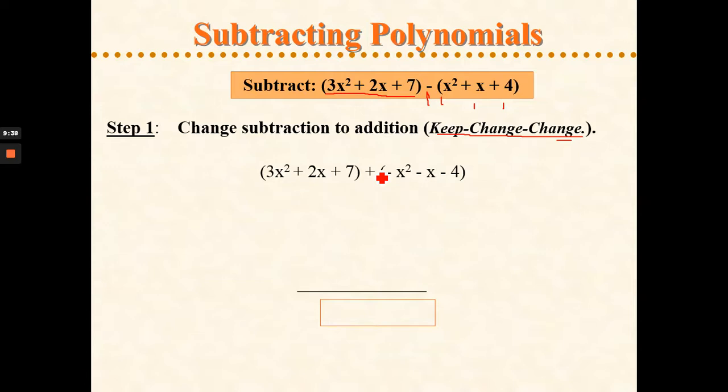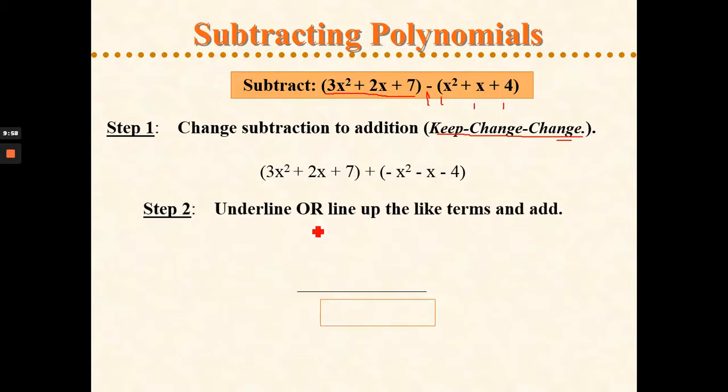Okay? So subtracting polynomials is just the same as adding polynomials, meaning we can subtract the polynomials horizontally, or we can also subtract the polynomials vertically. So we're going to subtract the given polynomials vertically, following the rule keep, change, change.